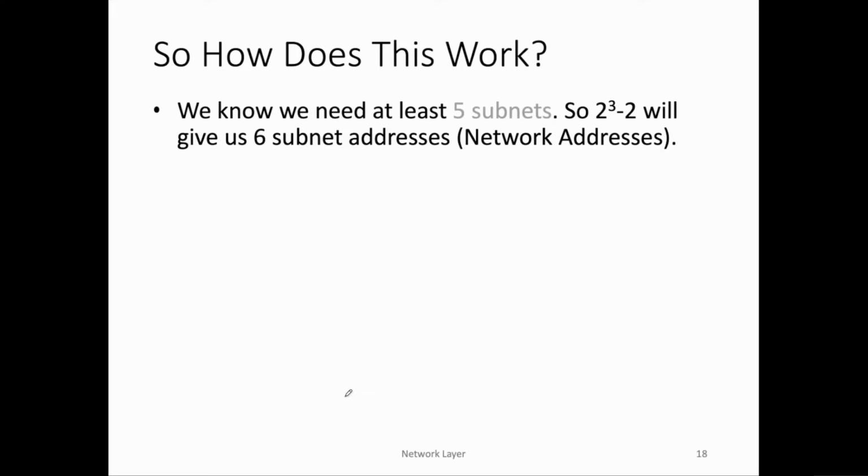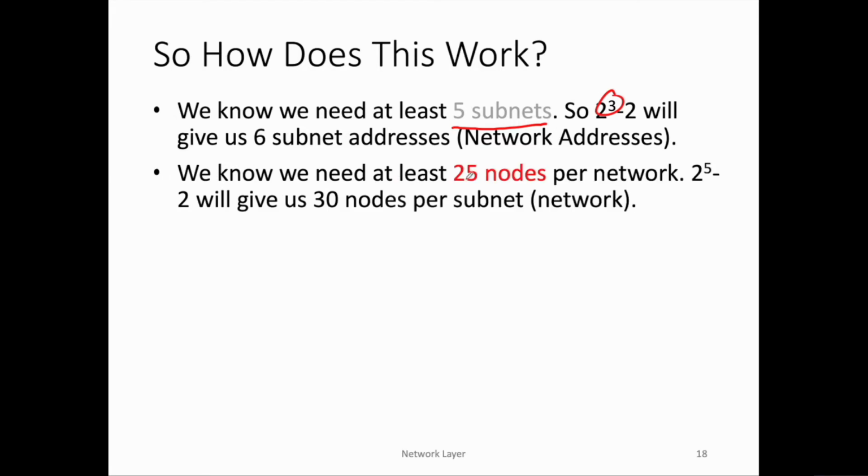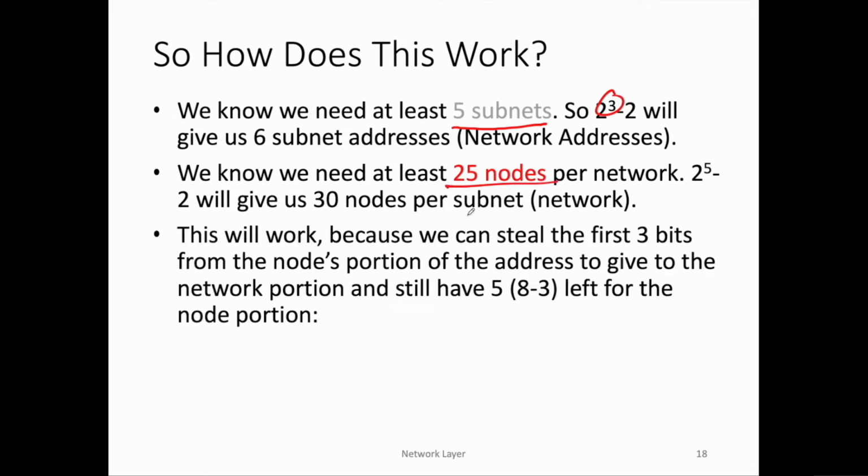So the requirement is to divide this network into 5 subnets. So we'll be borrowing 2 raised to power, how many bits? 3 bits. This will give me 6 usable subnets, which is enough to fulfill my requirement. And how many bits are left in the host portion? Yes, 5. 2 raised to power 5 minus 2 gives me 30 nodes per subnet, and the requirement is to have 25 nodes. Right.